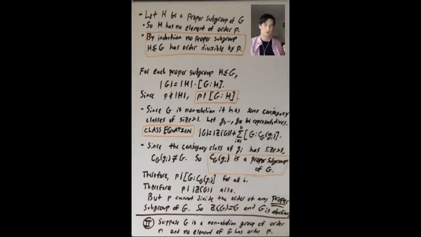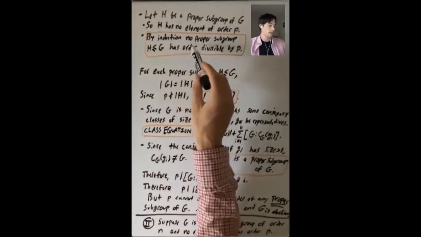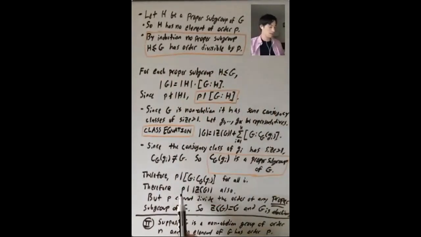But that's a problem, because by induction, no proper subgroup H of G has order divisible by P. And now we've just shown that P divides the order of the center. And the center is a subgroup. So what does that mean? The center isn't a proper subgroup. So the center of G is equal to G. And that means G is abelian. But we already proved this theorem in the case that G is abelian. So that is the end of the proof.